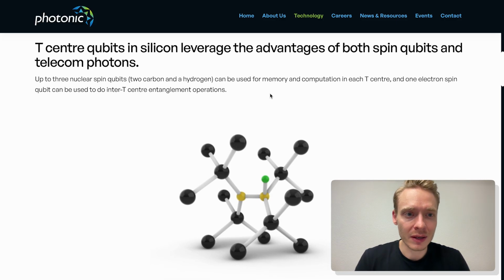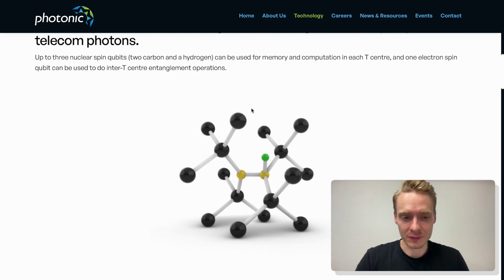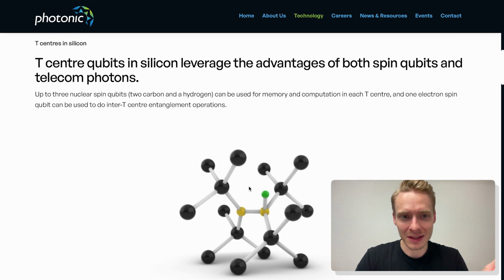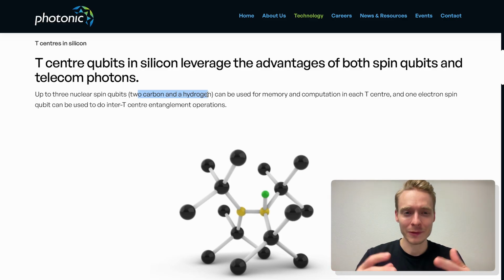Up to 3 nuclear spin qubits, 2 carbon and a hydrogen, can be used for memory and computation in a T-center, and 1 electron spin qubit can be used to do inter-T-center entanglement operations. So here we see, I guess, the unit cell more or less of the crystal, and here is basically the, let's say, hidden fact that I was missing out on.